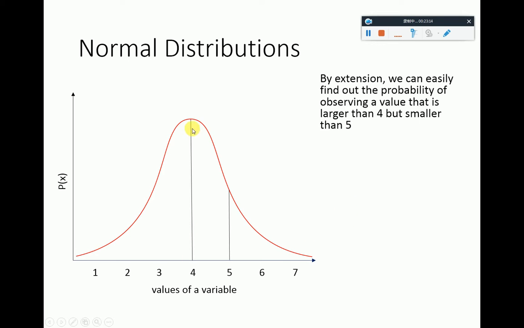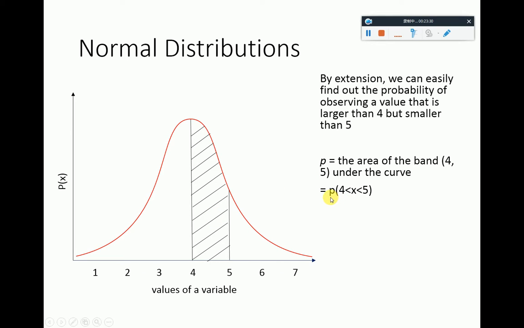Easy enough. We'll put a boundary at 4, we'll put a boundary at 5. So as long as we can calculate, which we can, the area of the shaded part, that will give us the probability of observing any value that's larger than 4 and smaller than 5. So the area of the shaded part will be the probability of observing any x that's larger than 4 but smaller than 5. Okay, so that's the probability.